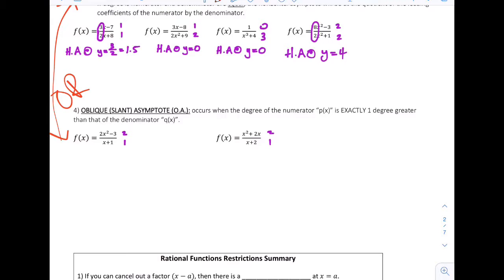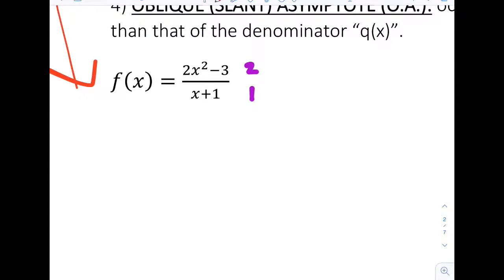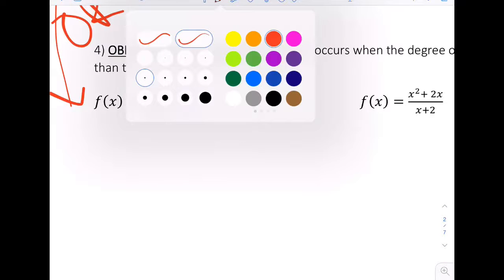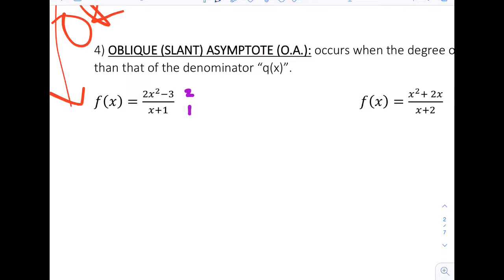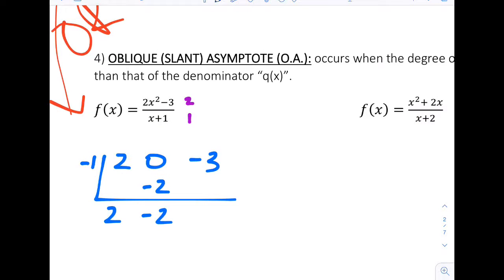Well, we've learned that when we have something like this, we can divide them. If you divide them, that's going to give you the equation of the oblique asymptote. So that's a linear equation on the bottom. We could use our synthetic division that we spent time on. We could have a -1 out front, 2, 0 as the placeholder for x, and -3. And if you remember synthetic division, we would have a remainder over here.